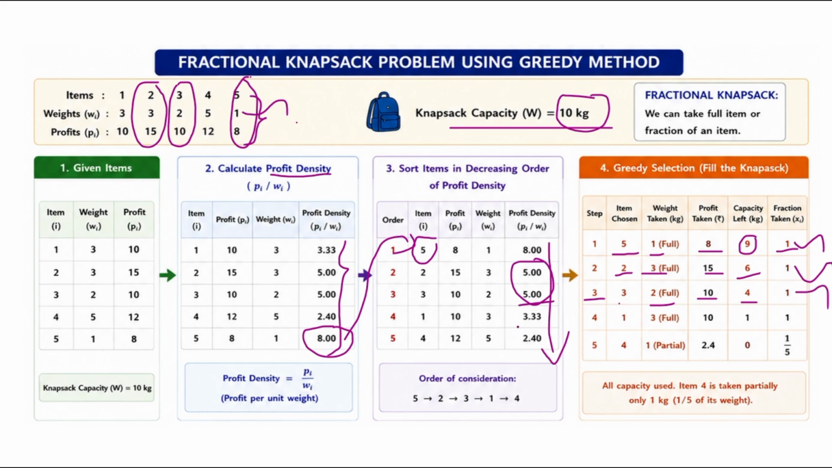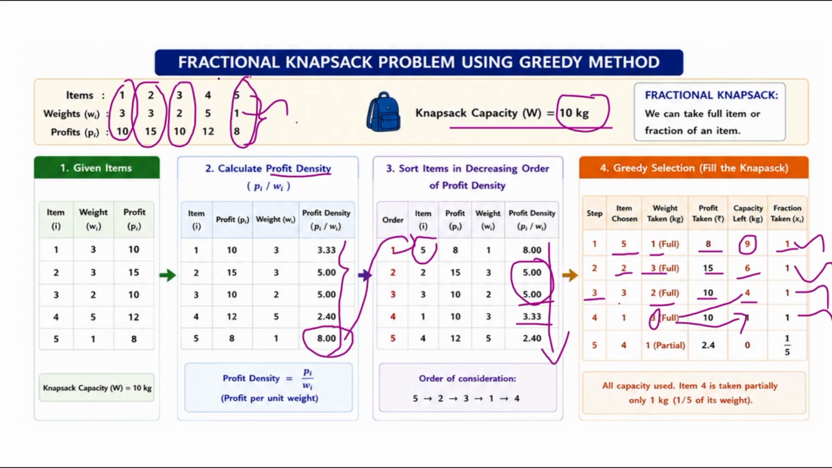Then the next highest profit density, the item number 1. What is the weight and profit of the particular item number 1? That is 3 and 10, right? So 3 kg. The capacity left is 4, 4 minus 3, now available capacity is 1, right? So here also we take the whole item. So put it as 1.